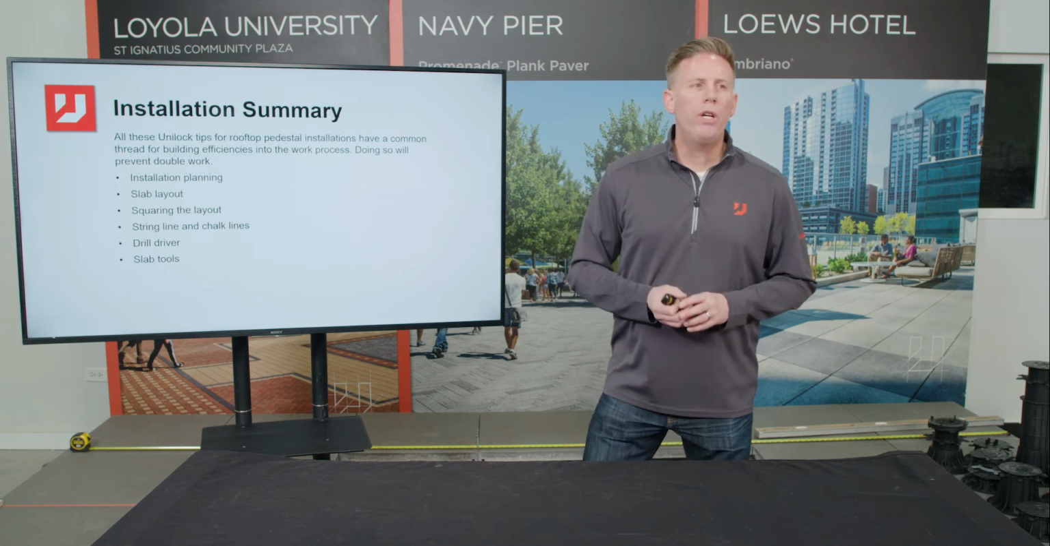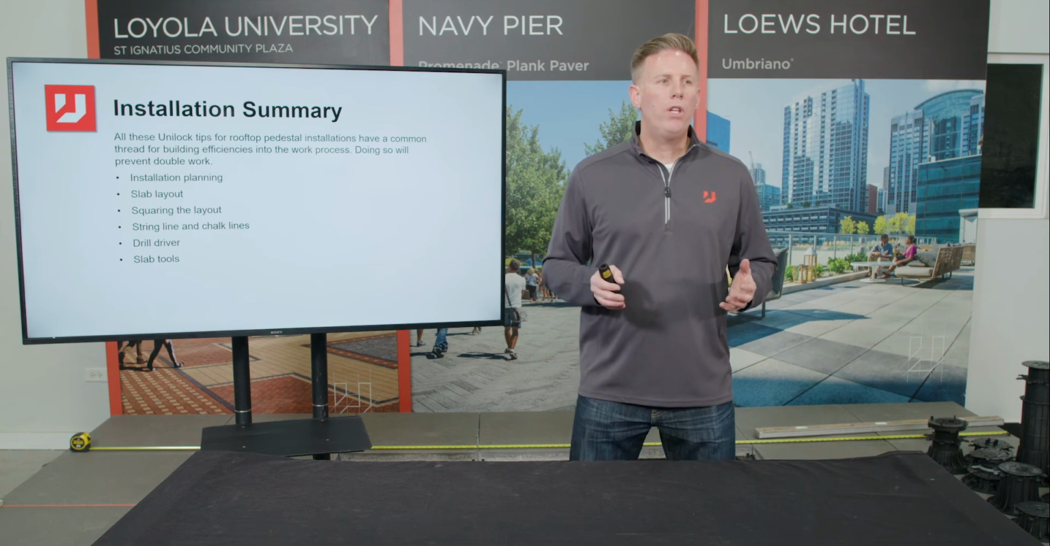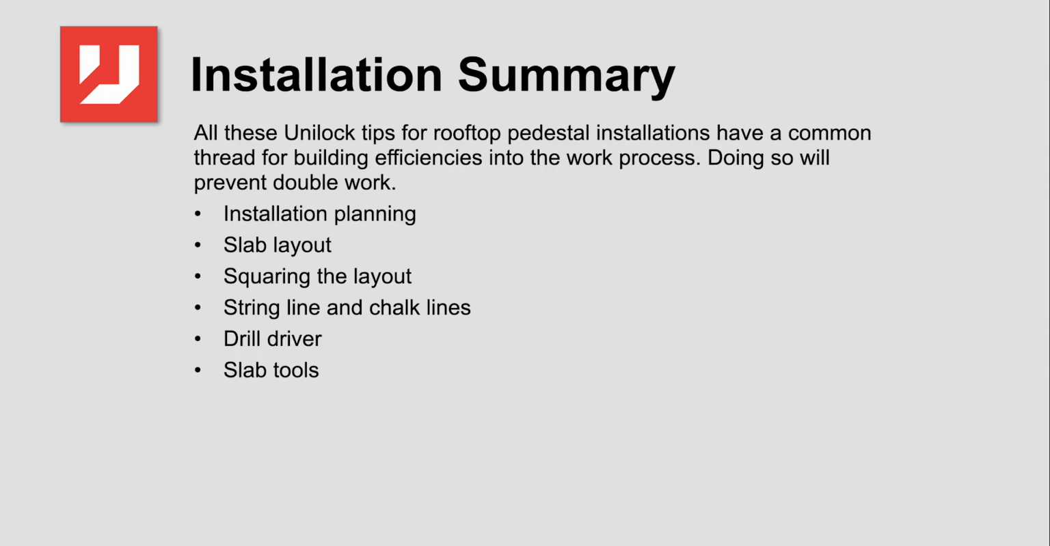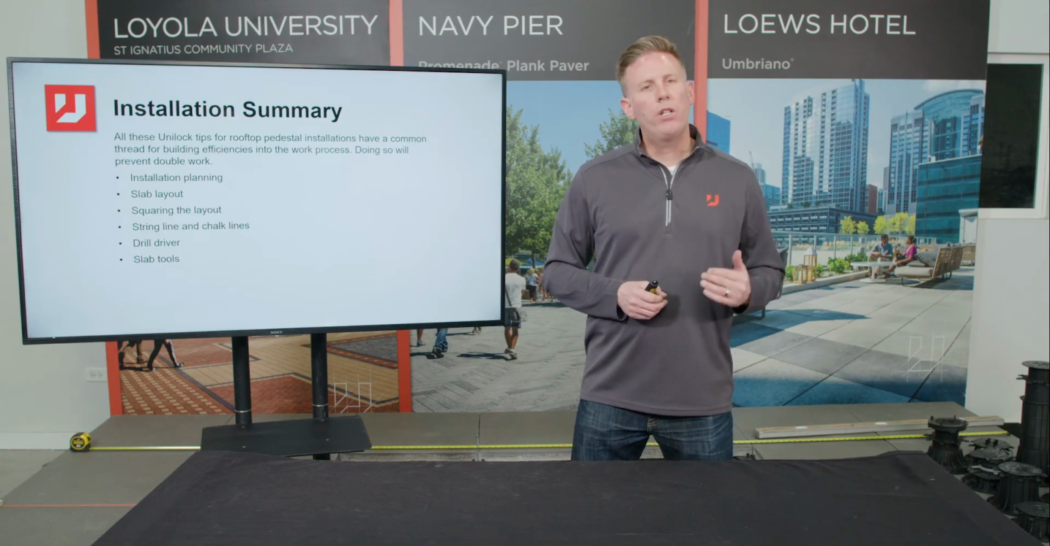So just in summary here, if you look at all these Unilock tips that we provided, they have one common theme, and that is to build efficiencies into the work process. Doing so is going to prevent any kind of double work and save a lot of time and labor. So keep in mind when you do this, any kind of roof deck applications, to plan ahead and think about these different things to help speed up those efficiencies.